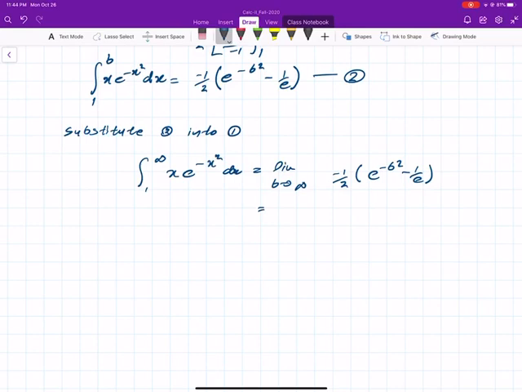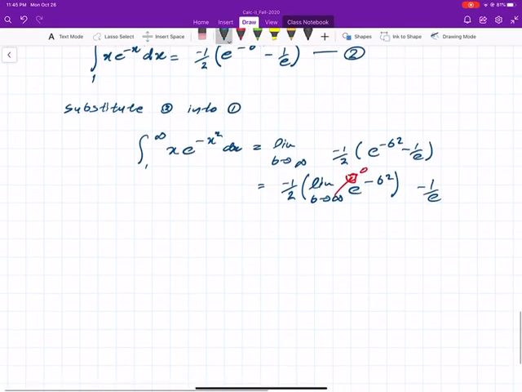Let's say you just send b to infinity. If you send b to infinity, let me write this as minus half limit b goes to infinity e to the power negative b square, and then this 1 over e does not change because that's independent of b. Okay, this goes to 0 when b goes to infinity. This goes to 0. So the solution here is negative 1 over e.